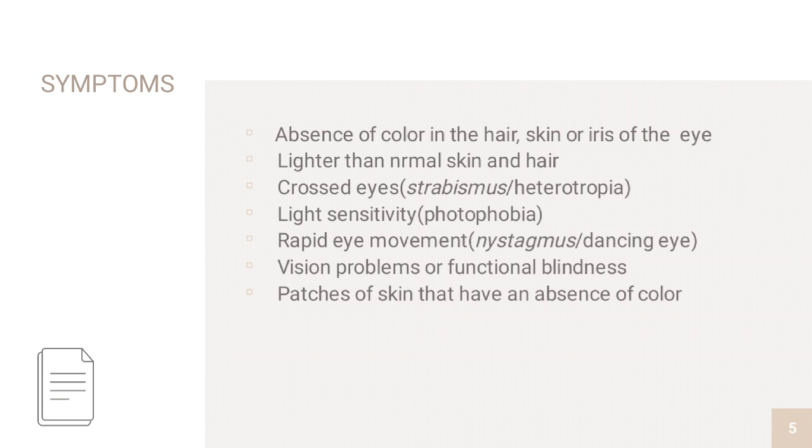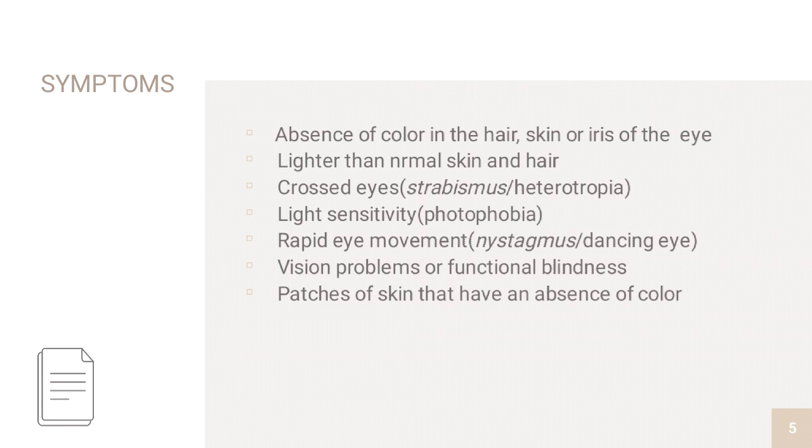The third symptom is that people with albinism usually have crossed eyes, called strabismus or heterotropia, nystagmus or rapid eye movement, and vision problems or functional blindness. The visual problems of albinos have been traced to the fact that their optic nerve fibers do not cross properly in the brain, and many end up connected to the wrong side of the brain. The optic tract abnormalities apparently result from a lack of pigment in crucial nerve cells during fetal development.